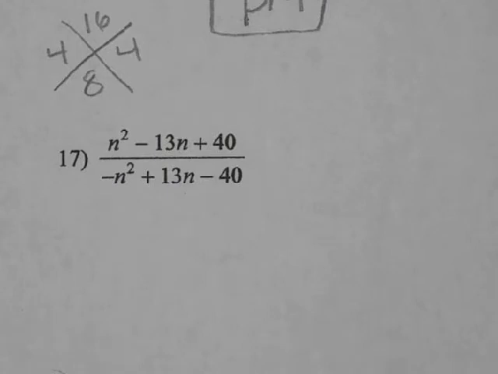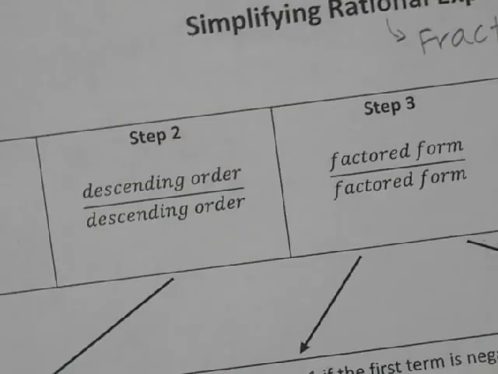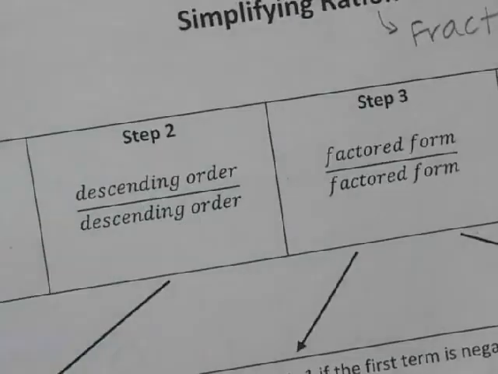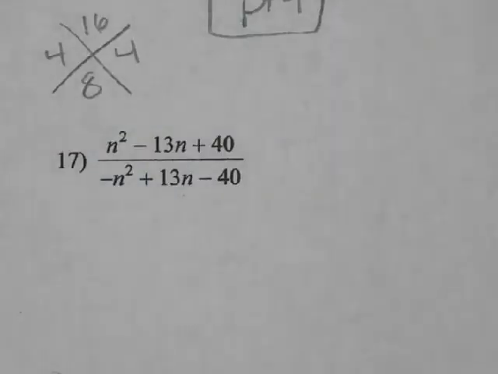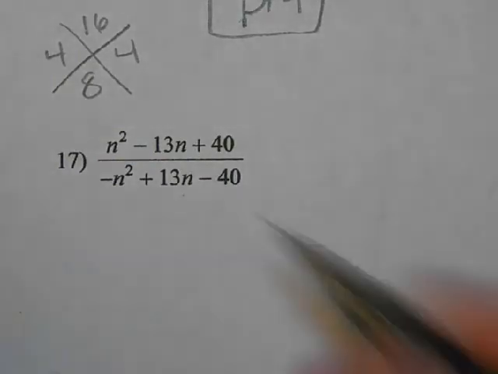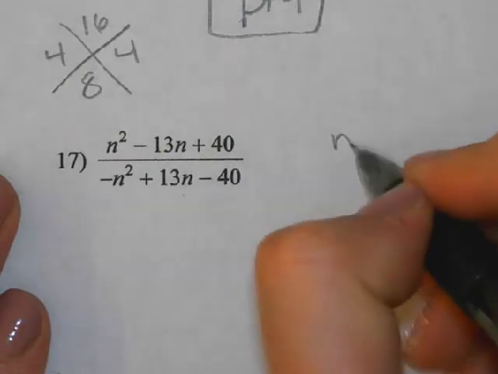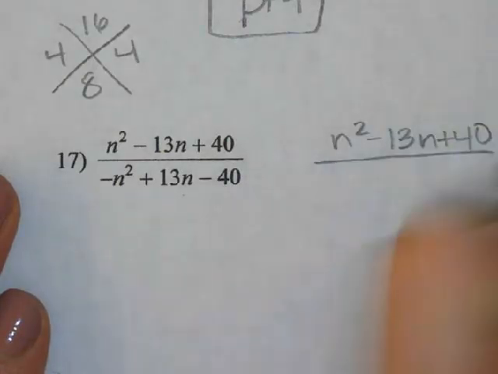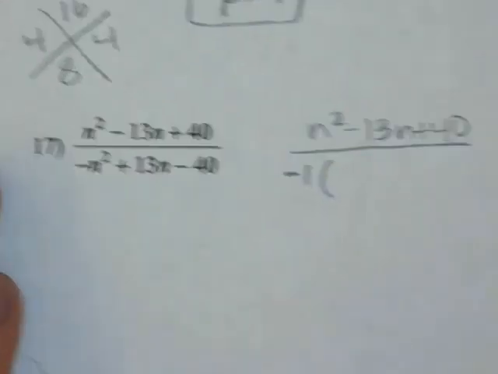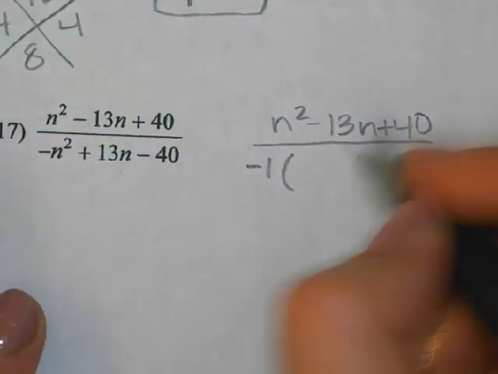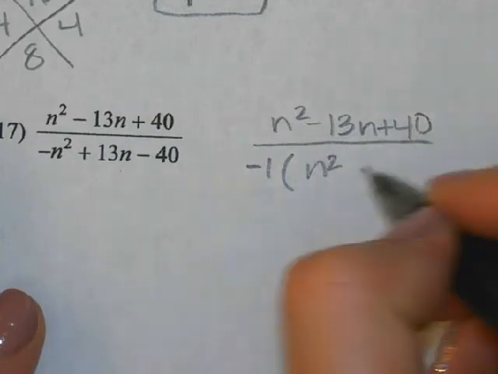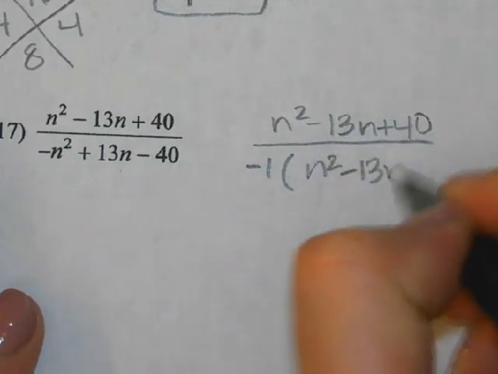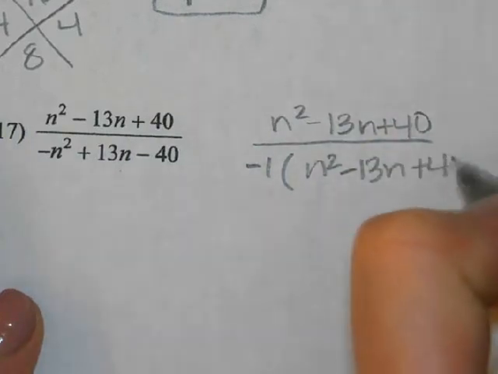So when you look at this sheet of notes, what does it tell you to do on number 17? Factor out the negative 1 on the bottom. So I'm going to leave the top the same, and take out a negative 1 on the bottom. And what does that leave me with? N squared minus 13n plus 40.